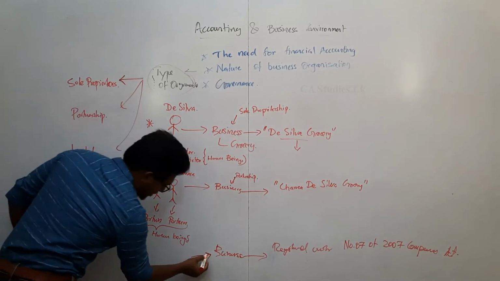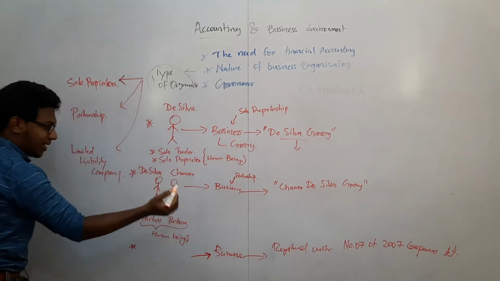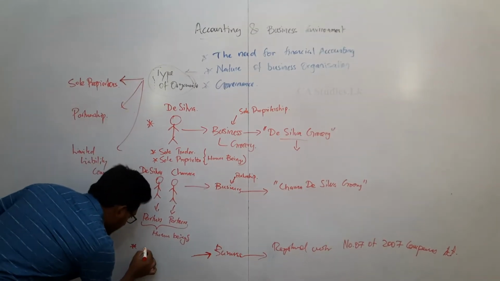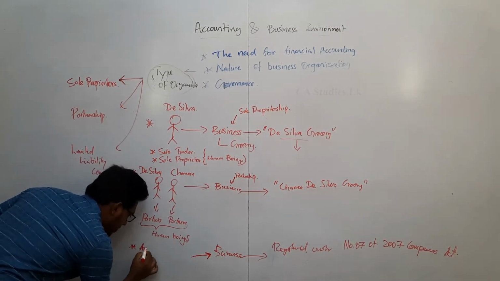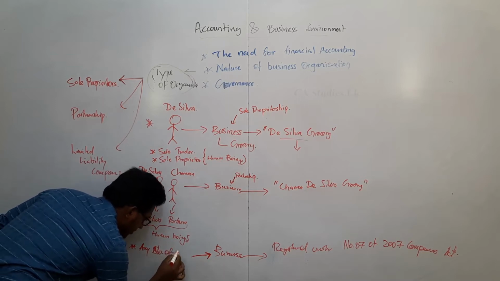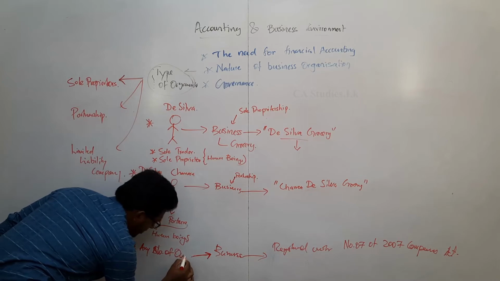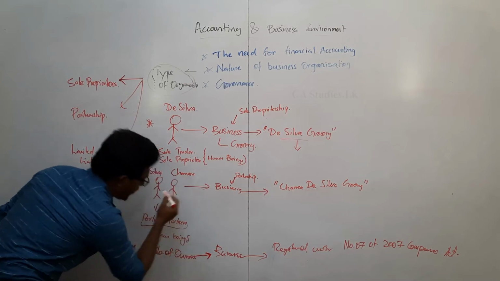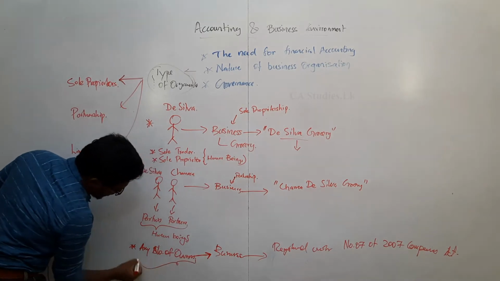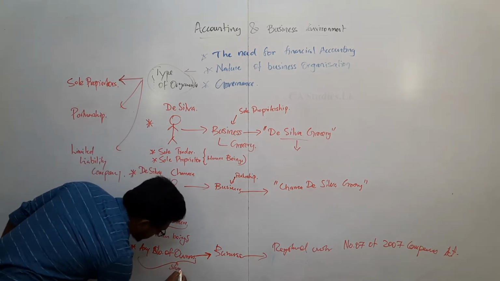So businesses which are called companies, registered as a company, are owned by any number of shareholders, any number of owners. I come back to the same points. These owners are called shareholders.